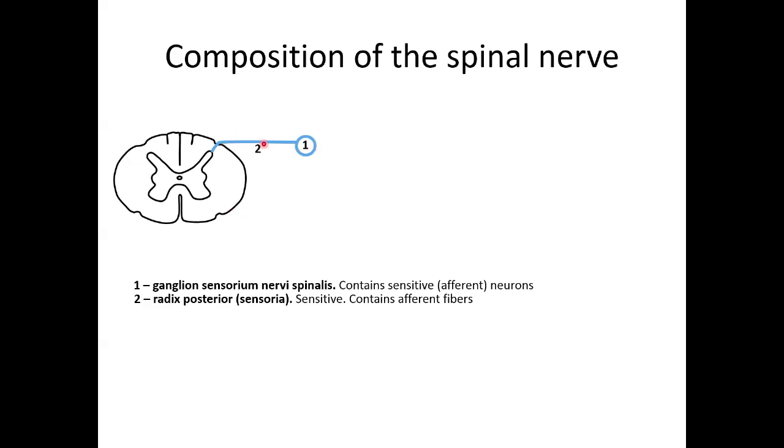This radix posterior is completely sensitive. It contains afferent fibers, only afferent fibers. And that's why we use this blue color, because direction of the impulses is centripetal. It means inside, inward to the spinal cord, and function of these fibers is sensitive.